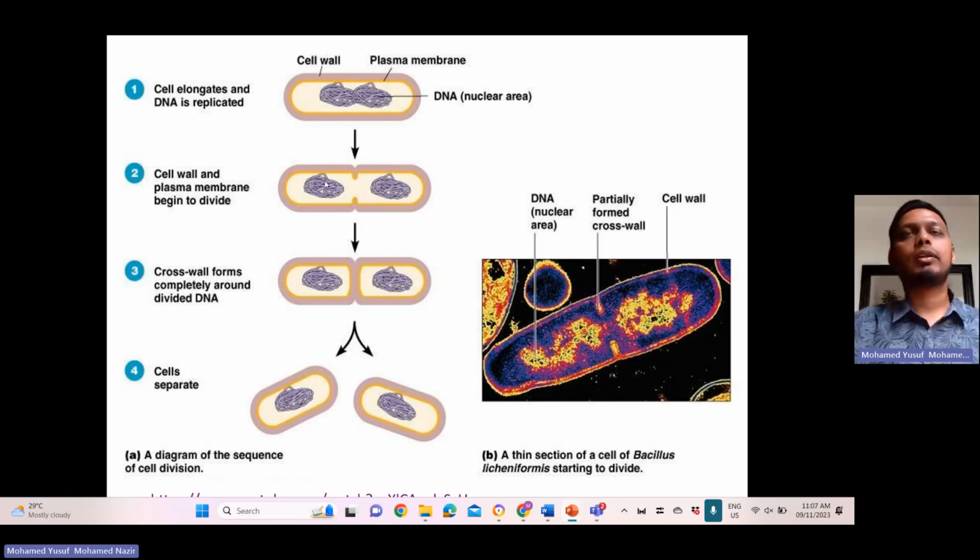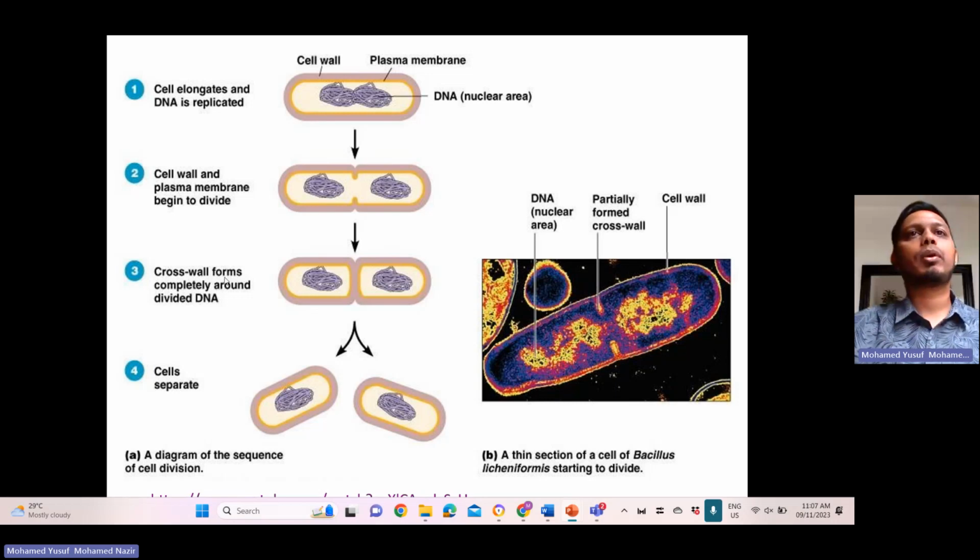And then after the replication, both of the DNA will move to different directions. And then this will allow the cell membrane and plasma to divide to form a septum. This is what we call a septum. And then there will be a cross wall formed.